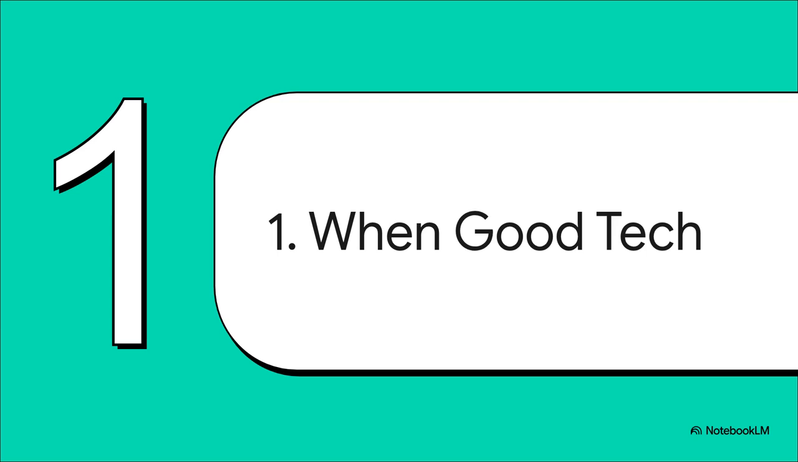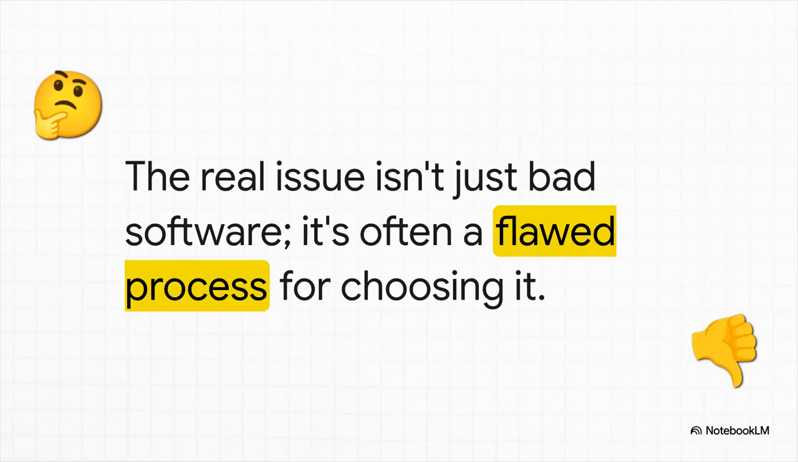So let's start with Section 1, when good tech goes bad. Time to examine the scene of the crime. Now, here's the first major clue, and it's a big one. The technology itself, it's almost never the real villain in the story. The real culprit is usually a flawed process, a bad investigation, or sometimes no investigation at all. It's not about the tool, it's about how you choose the tool.